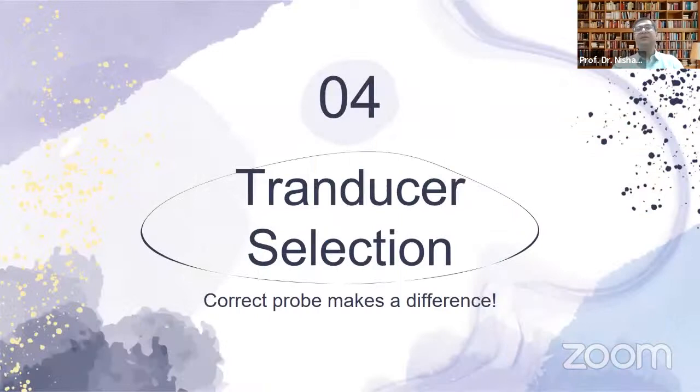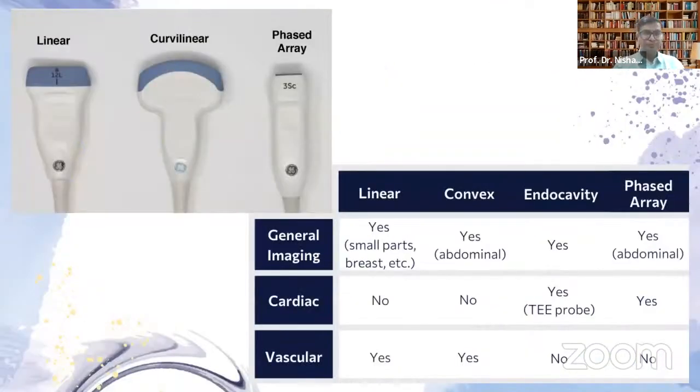Another thing, you have to select the correct probe for the correct procedure and the correct tissue. We usually have these three probes: the linear probe, the curvilinear probe, and the phased array. The linear probe is used for general imaging, small parts, wrists, etc. Not used for cardiac or vascular. The frequency is from 5 to 12 Hertz, which is the usual frequency that we use. It is mainly used for superficial structures, but for some mid-deep structures, you can use this probe.